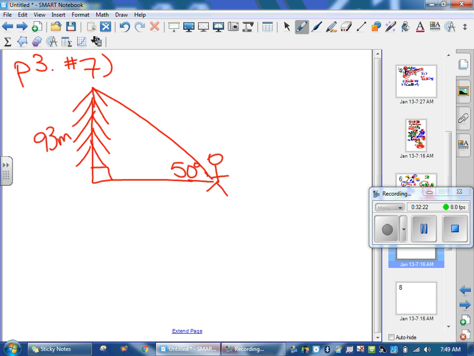So again, you label your triangle. What am I looking for? I'm finding out how far I am standing from the tree. So this is my x. Again, they're giving us angle is 50. We circle our angle, and we label the sides according to the angle. The height of the tree would be our opposite side. The side we're looking for, between the angle and the 90, is going to be our adjacent side. So I've got my opposite and adjacent. I'm going to use my tangent ratio. I'm going to use TOA.